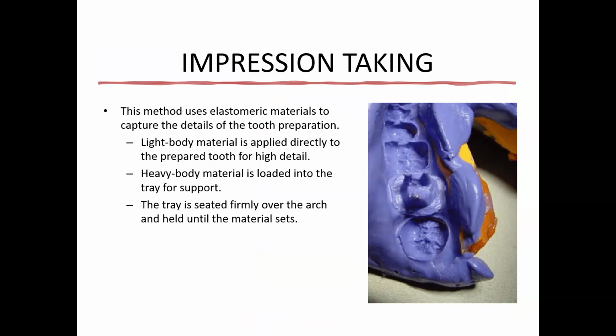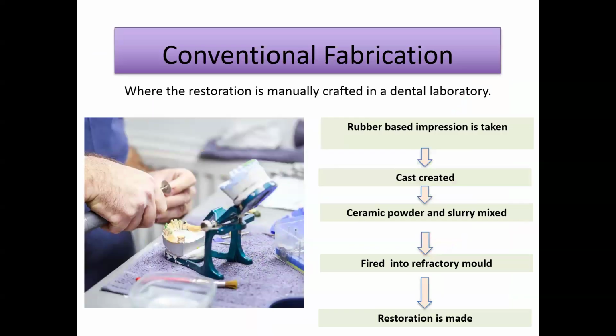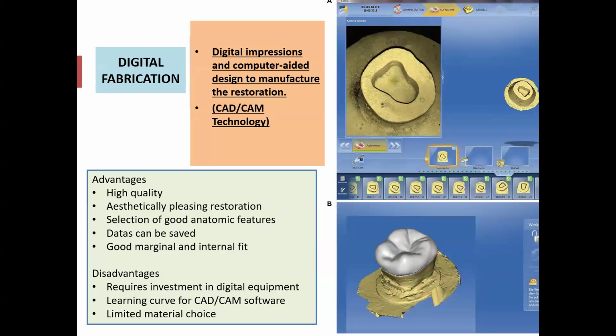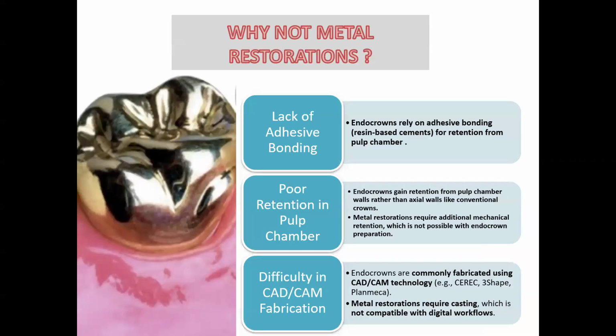You can use a rubber-based impression material, or you can use a digital impression, which is the more reliable and accurate one when you are doing an endocrown procedure. The materials used for preparing endocrowns are lithium disilicate, zirconia, composite resin, hybrid ceramic, feldspathic ceramic, resin nanoceramic, and polyetherketone. Feldspathic ceramic and PEEK are the recently introduced materials.